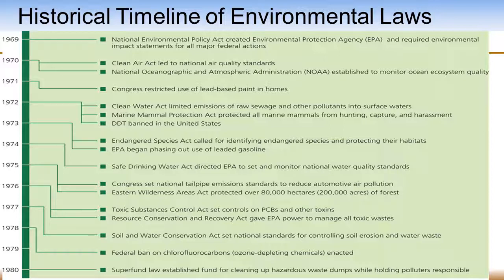The slide in front of you depicts a historical timeline of environmental laws. In 1969, the National Environmental Policy Act was passed. This law is considered to be the granddaddy of all environmental laws. It basically set the stage of how the United States was going to pursue environmental protection. This law created the first federal agency that was set up to oversee environmental protection for the United States, known as the Environmental Protection Agency.